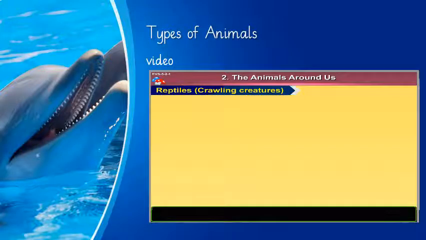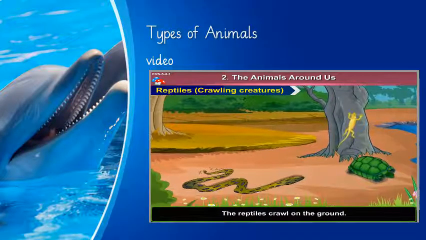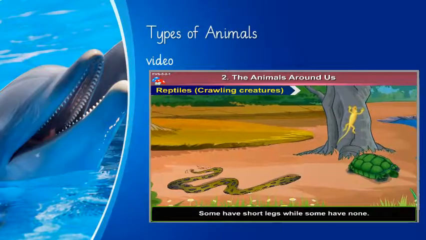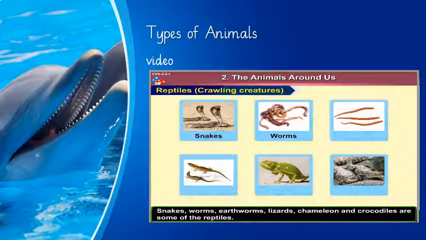4. Reptiles or crawling creatures. The reptiles crawl on the ground. Some have short legs while some have none. They are cold-blooded creatures. Snakes, worms, earthworms, lizards, chameleon, and crocodiles are some of the reptiles.